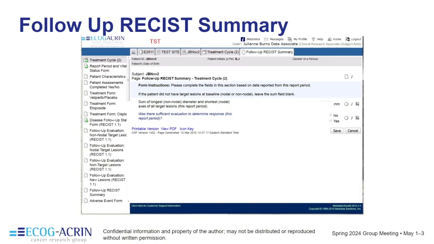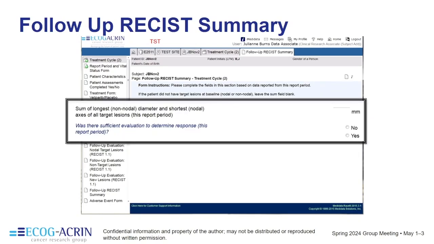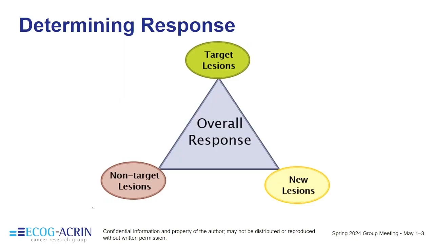And then we get to the RECIST summary form, where you're going to put in the sum of the lesions again, and it will ask you, was there enough information to determine response? So how do we determine response, and how will we know that we are able to determine response? Overall response requires us to look at our target lesions, our non-target lesions, and our new lesions.